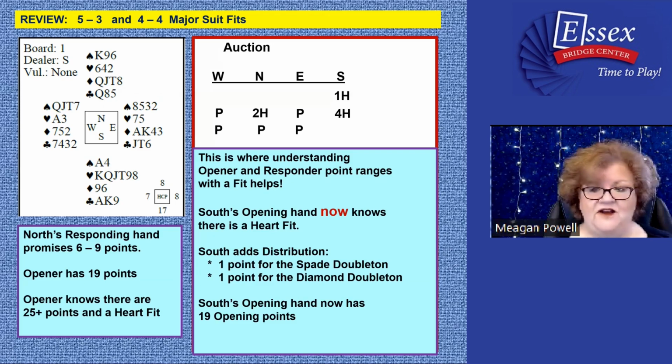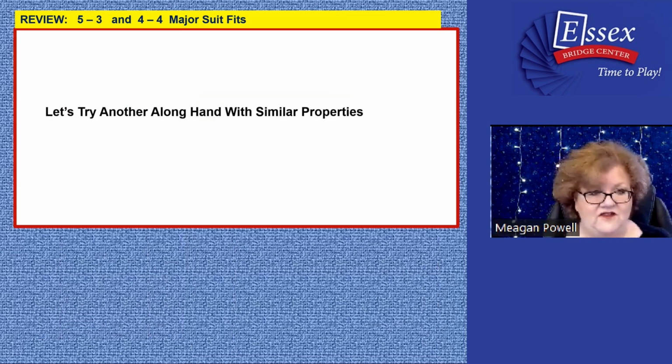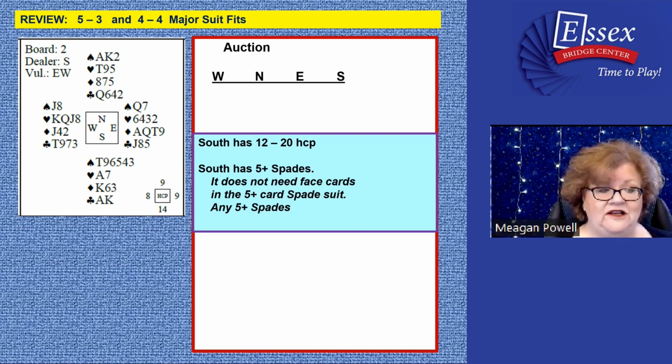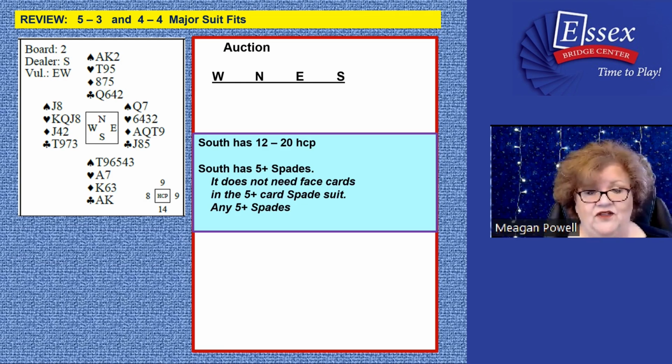Okay, let's try another one that works a lot along the same line. In this hand, South has 12 to 20 high card points and has 5 or more cards in a major suit. That's the first item on the opener's priority list. That 5 card or longer major suit does not have to have any face cards at all. So South has 5 or more spades, 12 to 20 points, opening 1 spade.